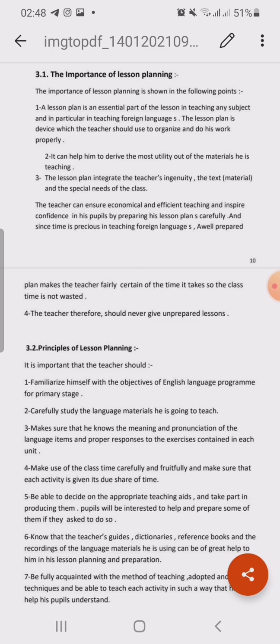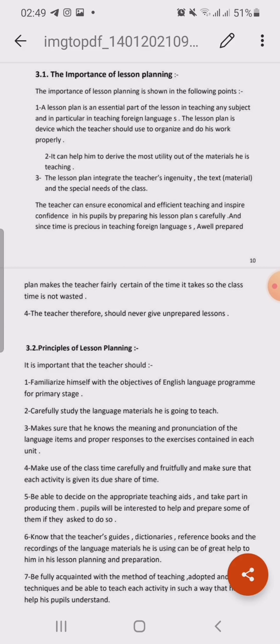In the previous lecture we have reached until the importance of lesson planning. 3.1 The importance of lesson planning، أهمية تخطيط الدرس أو خطة المحاضرة. The importance of lesson planning is shown in the following points.